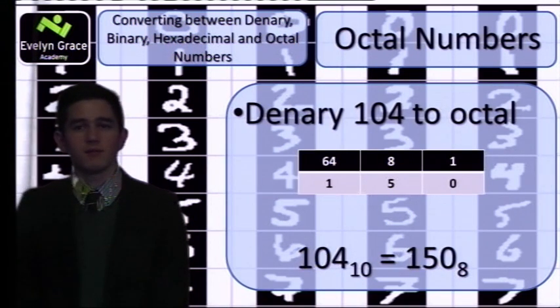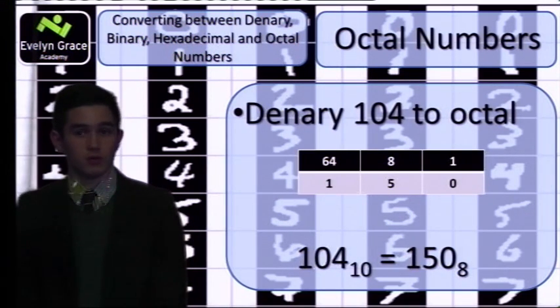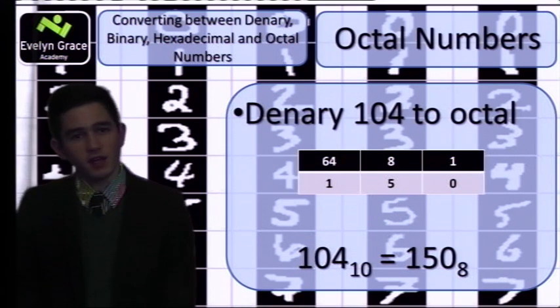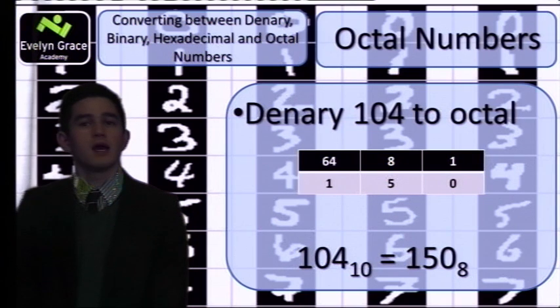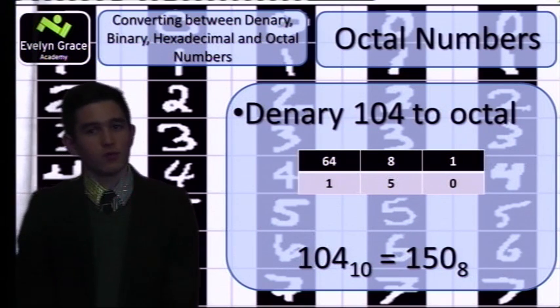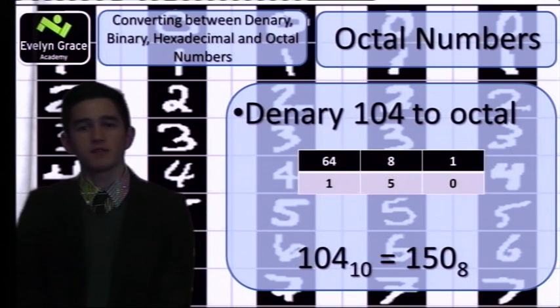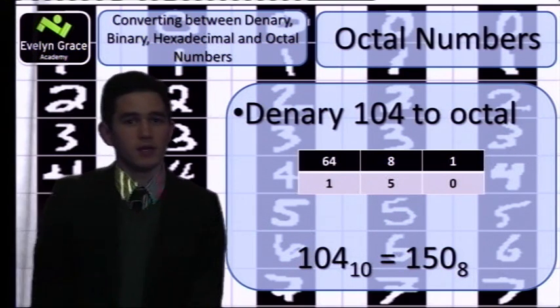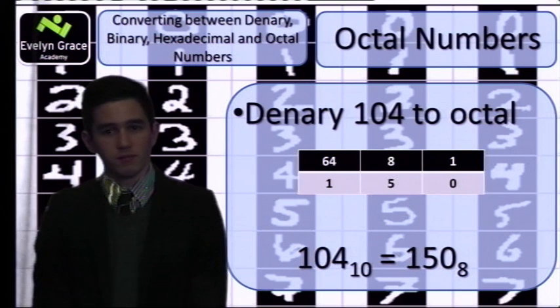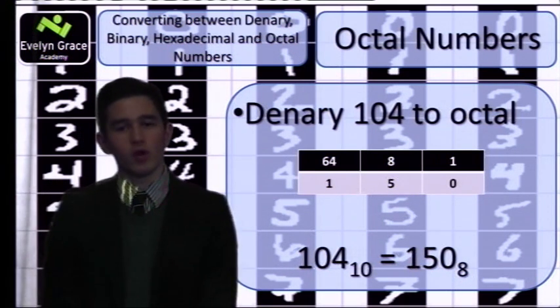What about the denary 104 to octal? Well, again I need to go work backwards, so I think about 104. How many lots of 64 can fit into that? 1. That will leave me 40. How many lots of 8 go into 40? 5. So I've written 5 there. And then the rest will be 0, so I'll put a 0 into my units column. So the denary number 104 is 150 in octal.